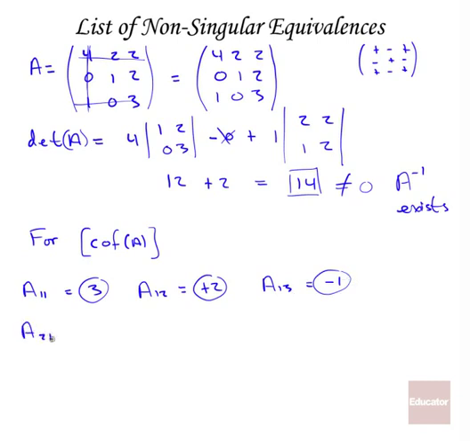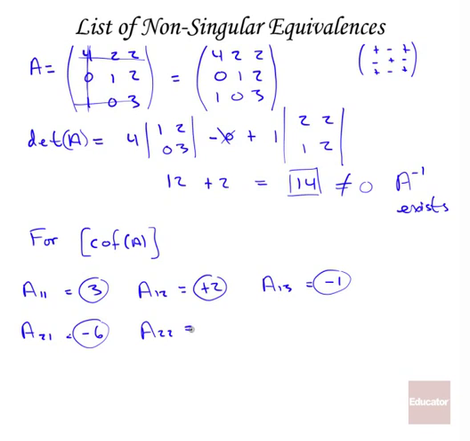A2,1. I'll do one more, and then we'll just write down what the others are. So now we are on A2,1, which is second row, first column. I knock out this column, knock out that row. I'm left with 2, 2, 0, 3. 2 times 3 is 6. Minus 2 times 0 is 6. So 6 minus 0 is 6. However, we're using this cofactor, which is a negative, so it's minus 6.